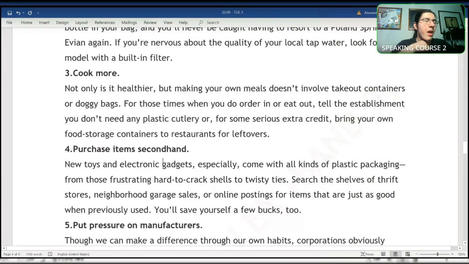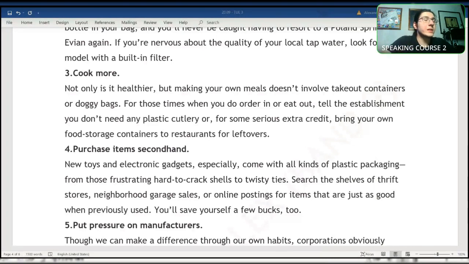Secondhand items. Secondhand items, for example, electronic gadgets, toys, different kinds of things. All of these have pieces of plastic. They all have different things, shells, twisty ties, pieces of plastic that are just everywhere. And then later down the line, those pieces of plastic end up in the ocean. They end up polluting and destroying the planet, basically.